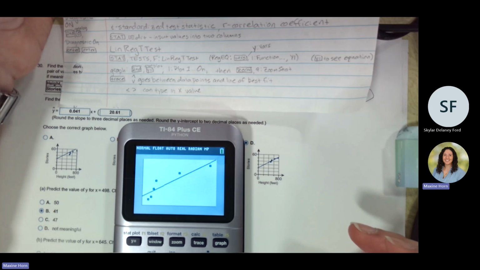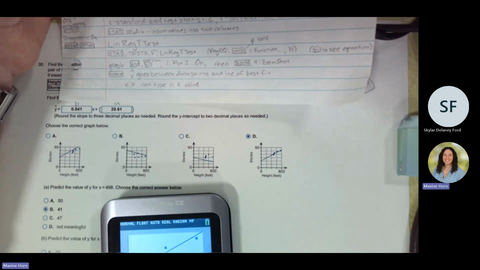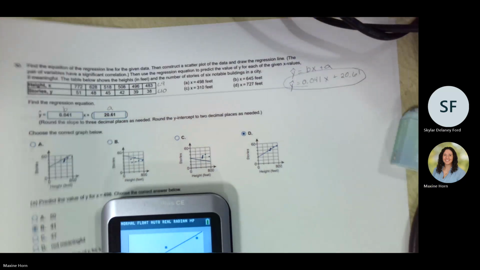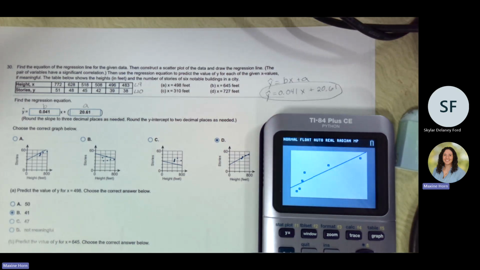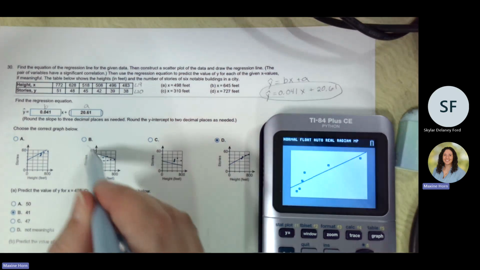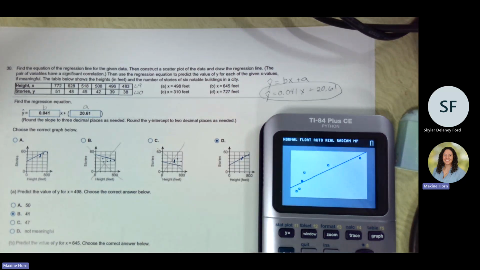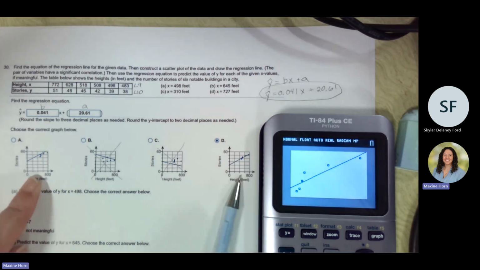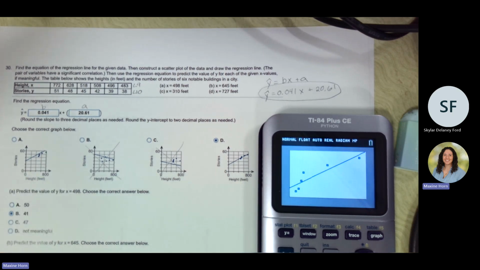Okay. Now, let's do one thing at a time. So it's asking us to choose the correct graph below. Okay. So you might look at this and say, okay, I can tell that this is a positive slope, right? This is a positive correlation. So right away, I can rule out this and this because those have negative correlations. But you might look at these and say, well, hey, they both have positive slopes, right? Positive lines.